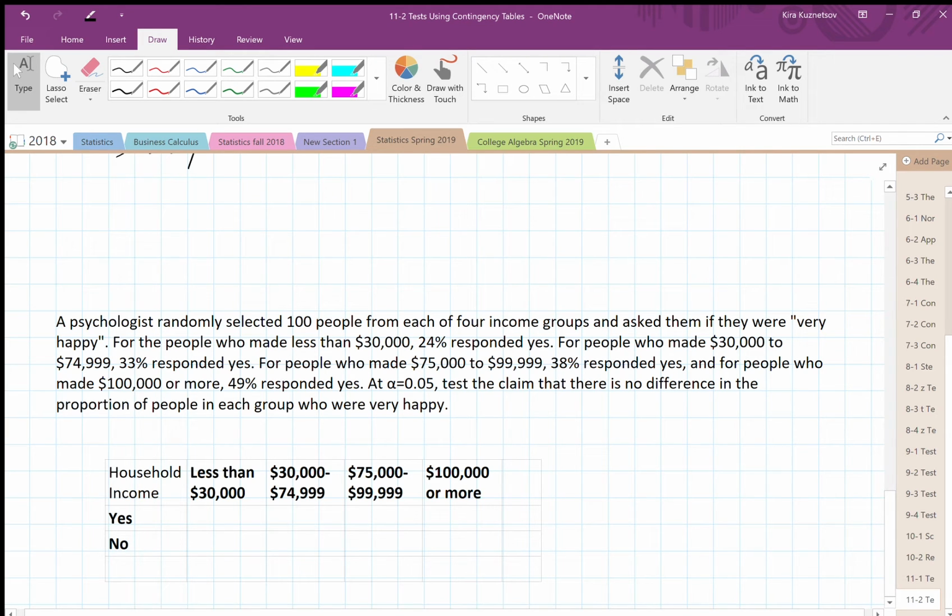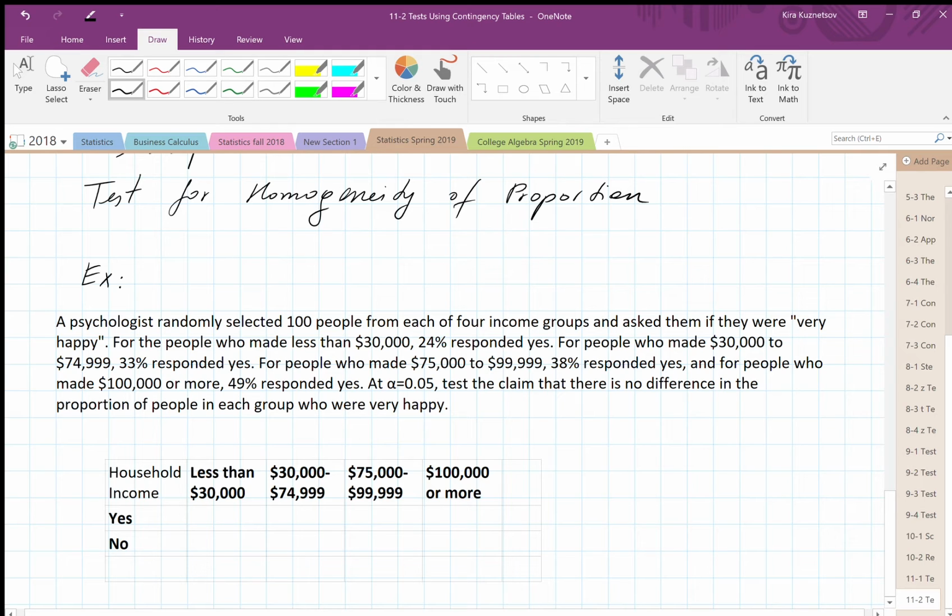This is a lecture on 11-2, the test for homogeneity of proportion. I do have an example that's in the book.